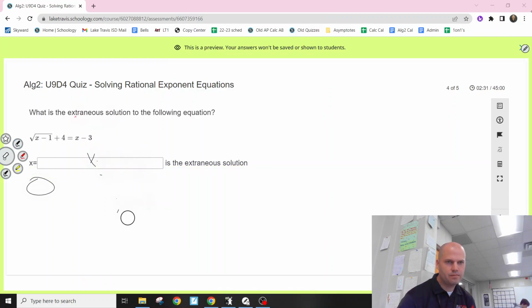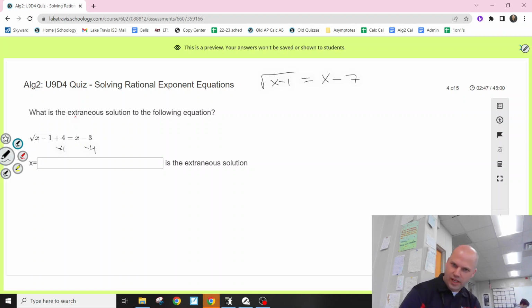Don't like this question. It won't be set up this funky. Instead, you'll always have the root isolated. So it's set up like this. Now you'll have a question like this on your test, where a root is isolated, it's a 1/2 power, and the first thing you can do is really just square both sides.